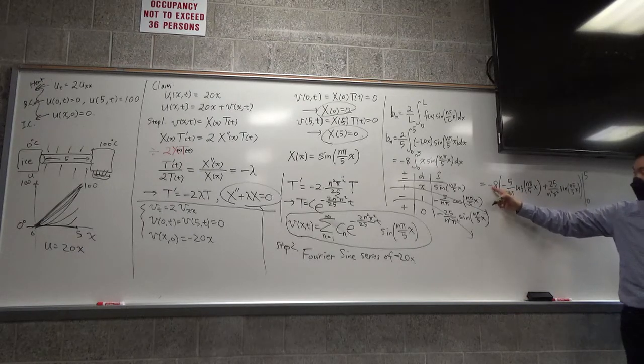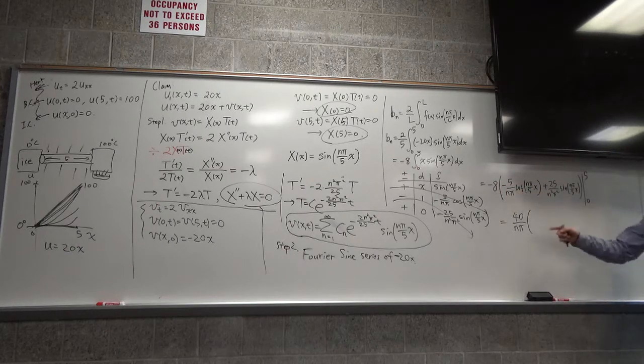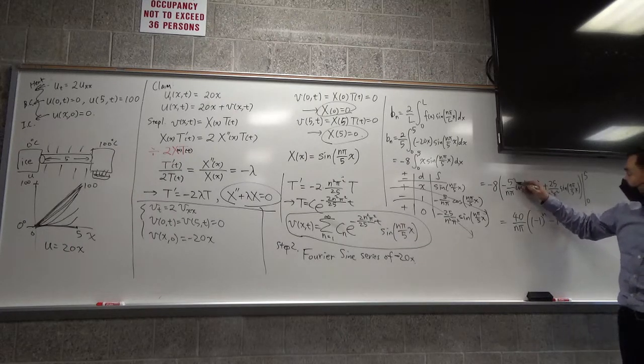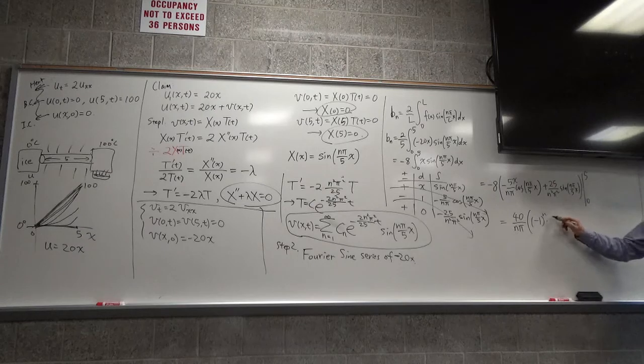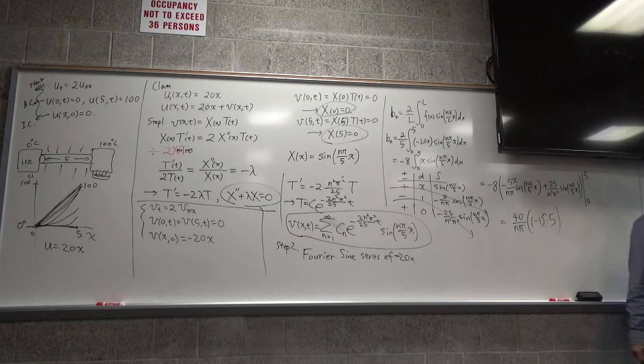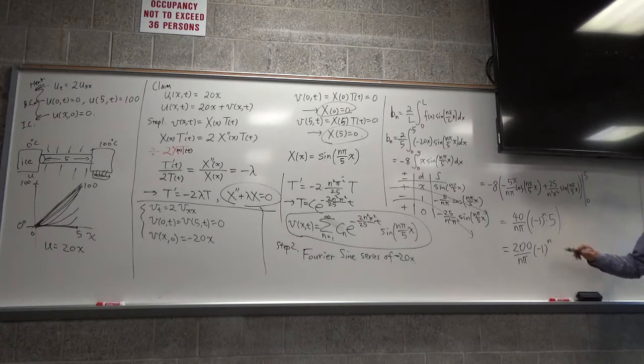For this one, I can multiply negative 8 inside to get 40 over n pi, or I can pull it out, so it's 40 over n pi. And then when you plug in 5, what do you get? Negative 1 to the nth power. Oh, sorry, I messed up here. I forgot this x. I knew something was wrong. So when 5 is plugged in, this is really negative 1 to the nth power times 5. And when you plug in 0, that doesn't give you anything, because this 0 makes it 0. So this is the only thing that you get. And 5 times 40 is 200 over n pi, negative 1 to the nth power.